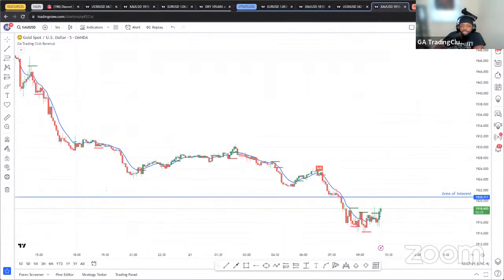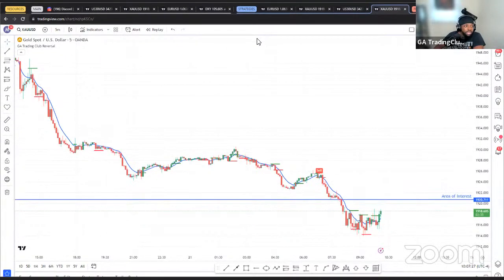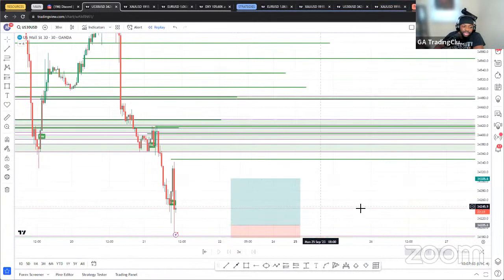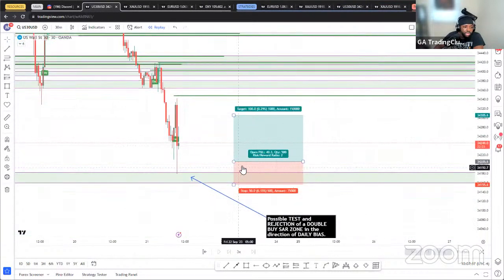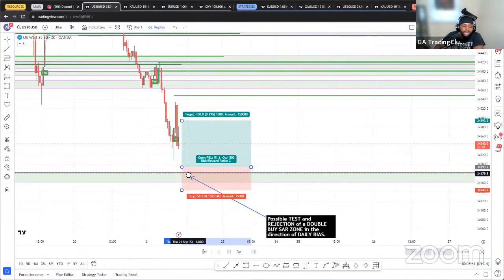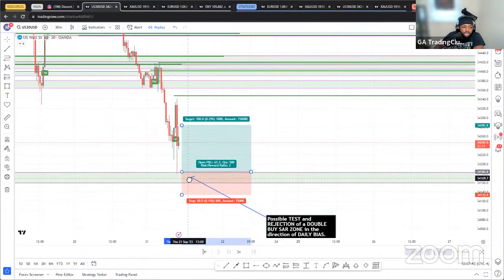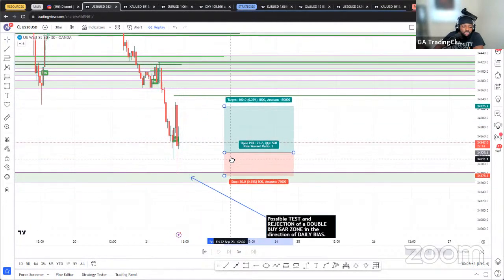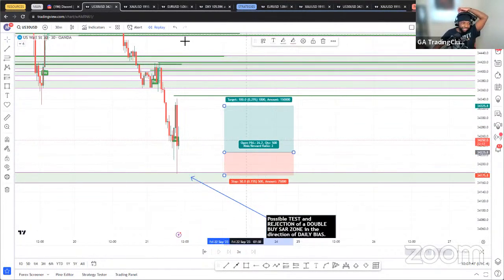So let me know if you guys have any questions. If not, this is the trade for US 30. If I get it, I will send it to the group as an official trade, but I'm hoping US 30 comes back down and gives me the entry somewhere down here. So yeah.